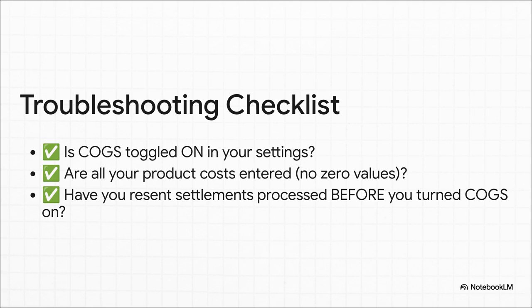First, just double check, is the feature actually toggled on? Second, make sure you don't have any products with a cost of zero. And third, this one's a big one. Remember that this feature doesn't work backwards in time, so you'll need to go back and manually resend any older settlements that you want COGS data for.